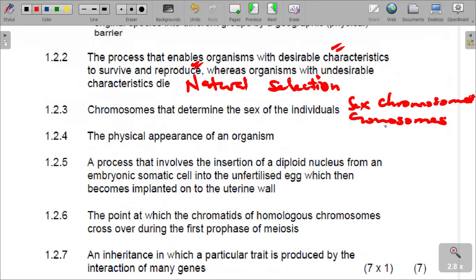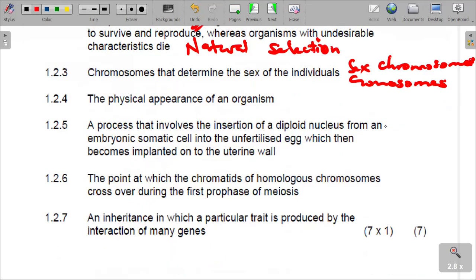Gonosomes, or sex chromosomes. They are the sex chromosomes that define the gender, the sex of an individual. The physical or outward appearance of an organism is called the phenotype. The inward appearance that is controlled by the genes inside, we call that the genotype. But the physical is the phenotype. They are the ones that we can see.